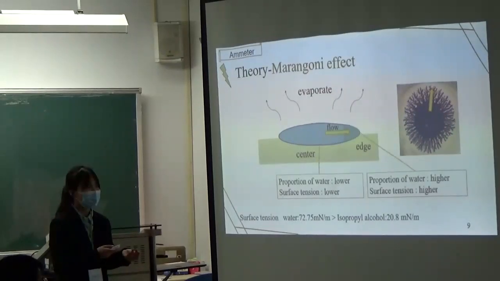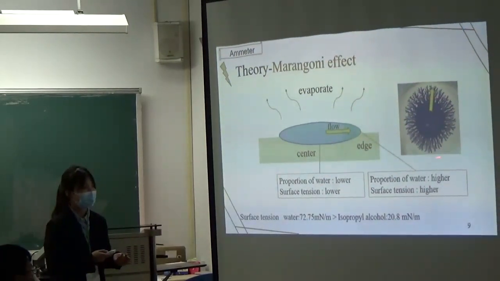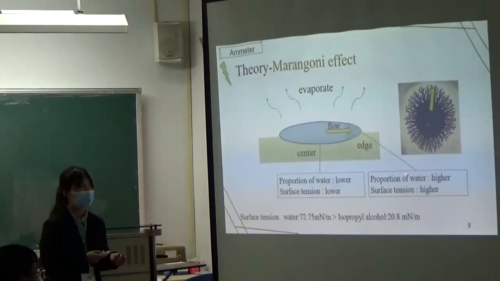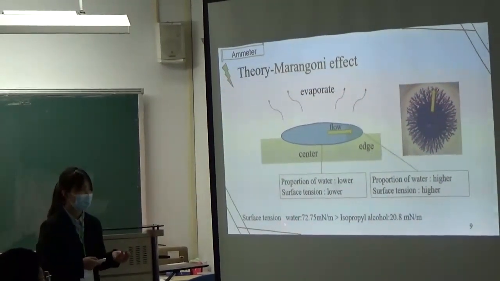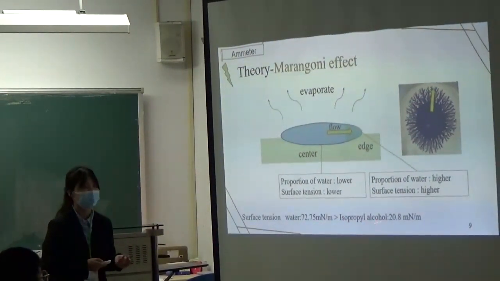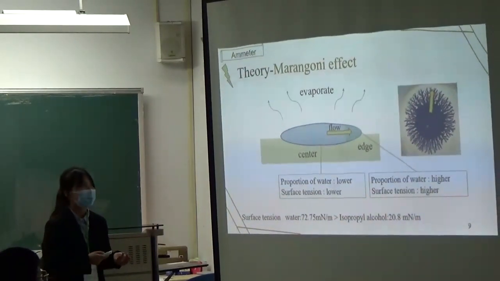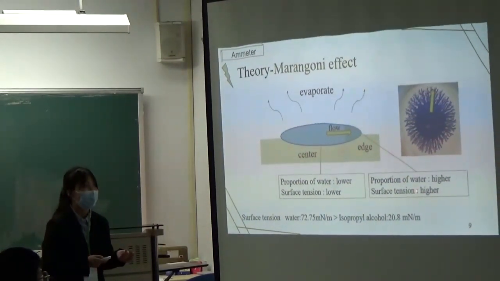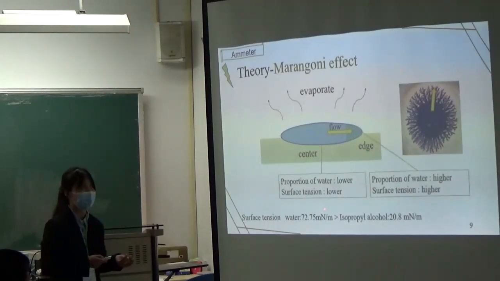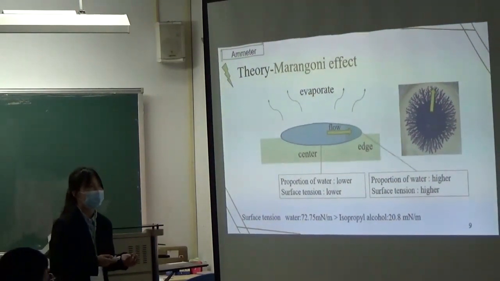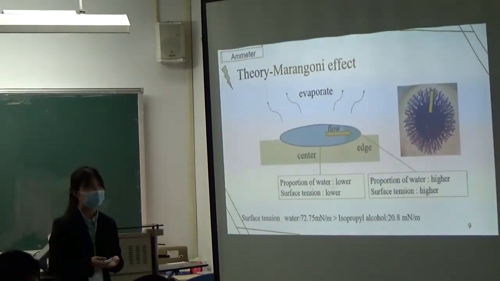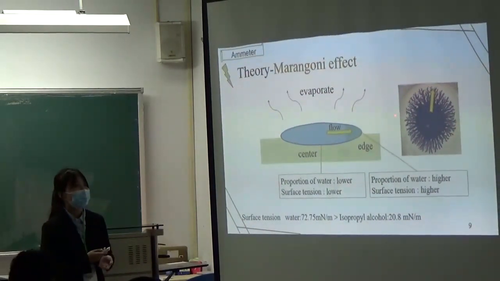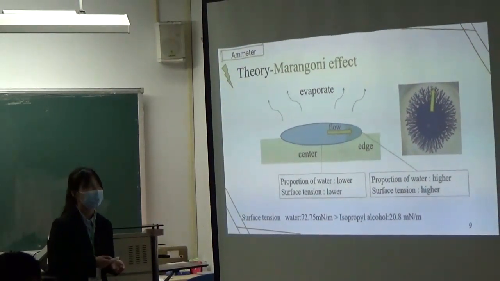And so the edge proportion of the water is higher than the center proportion of the water, and the water's surface tension is bigger than the isopropyl alcohol surface tension. So the edge surface tension will be higher than the center surface tension. And the Marangoni effect says the fluid with high surface tension will pull out the fluid with low surface tension. So the isopropyl alcohol will flow from center to edge.